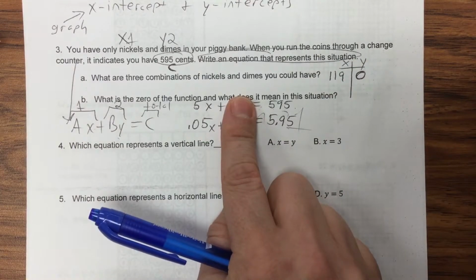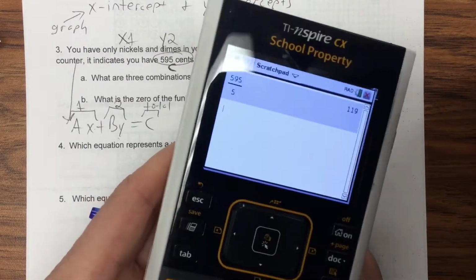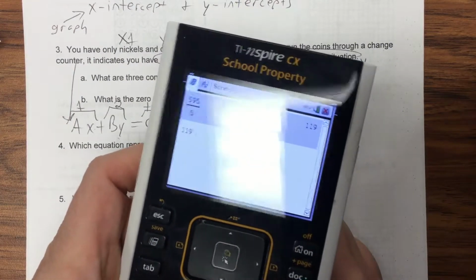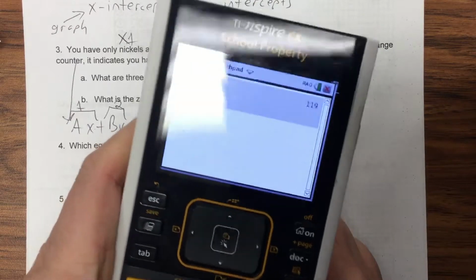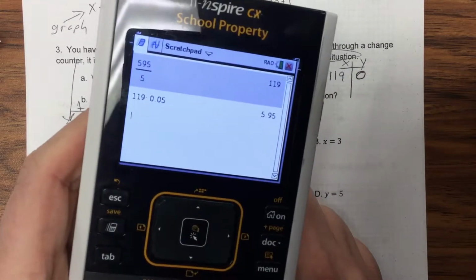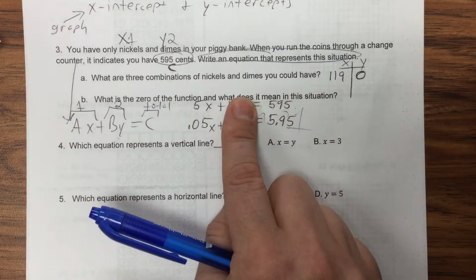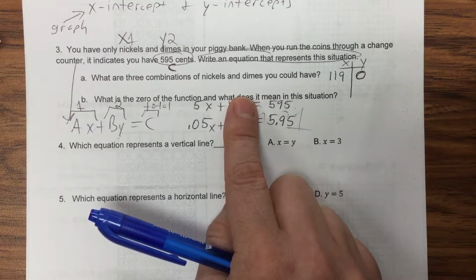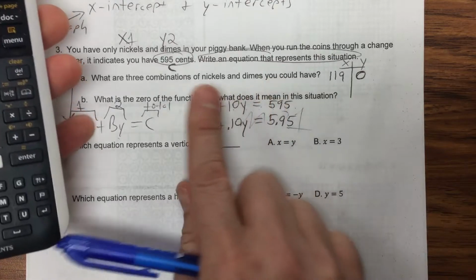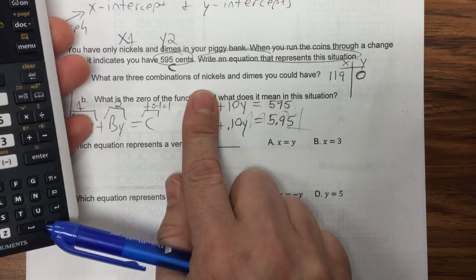Let's just check it. Let's put 119 times 5 cents to make sure. That gives me $5.95. So it does work. Now here's where the limitation part comes in. Let's do the other intercept. Let's say I don't have any nickels. All I have are dimes.